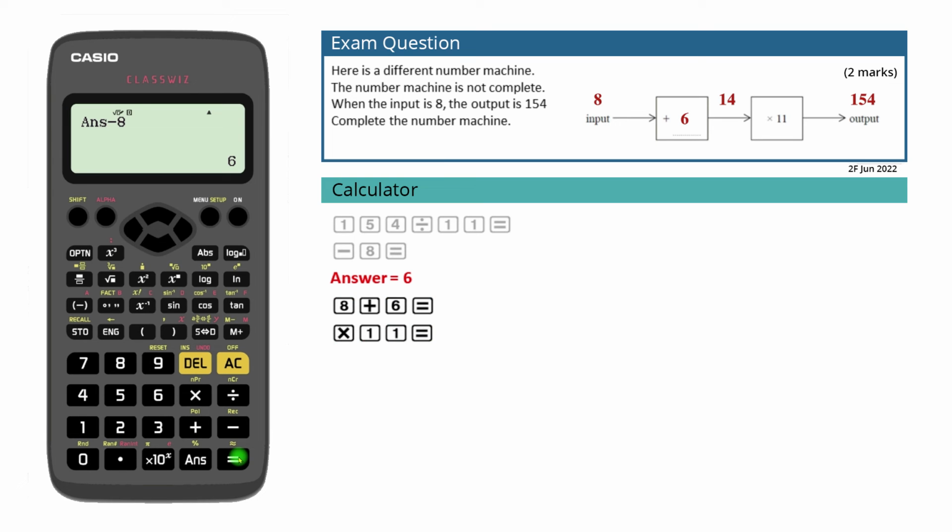It's worth noting that you can check your calculations. Enter 8 plus 6 and press equals. This gives 14 on the middle arrow. Then times 11 and press equals. This gives 154 to show that the number 6 was indeed correct.